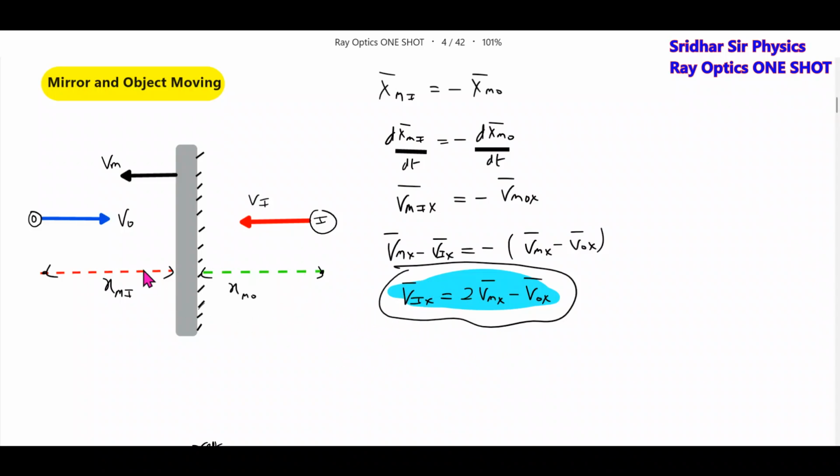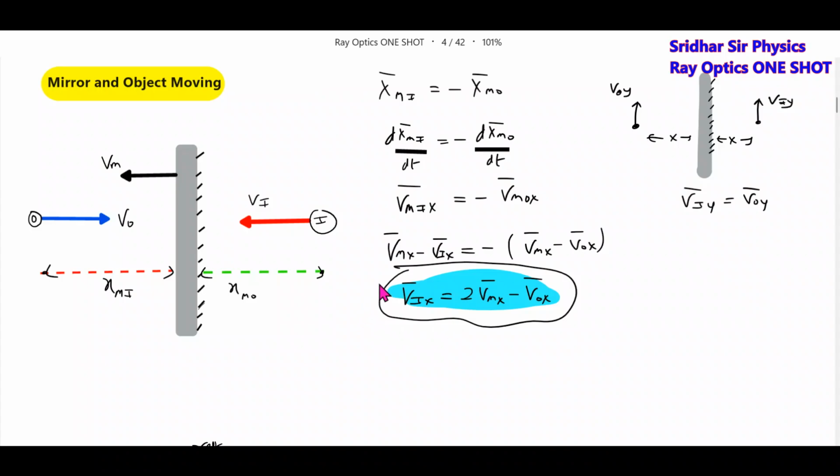Okay, sir, what about the y-axis? What conditions are there for the y-axis? Suppose there's a mirror here; let me just give a brief discussion. If the object moves along the y-axis, then the image also will move along the y-axis, and this distance will not change. So v_iy equals v_oy. Similarly, whether the mirror is at rest or moving doesn't matter. So v_iy equals v_oy.